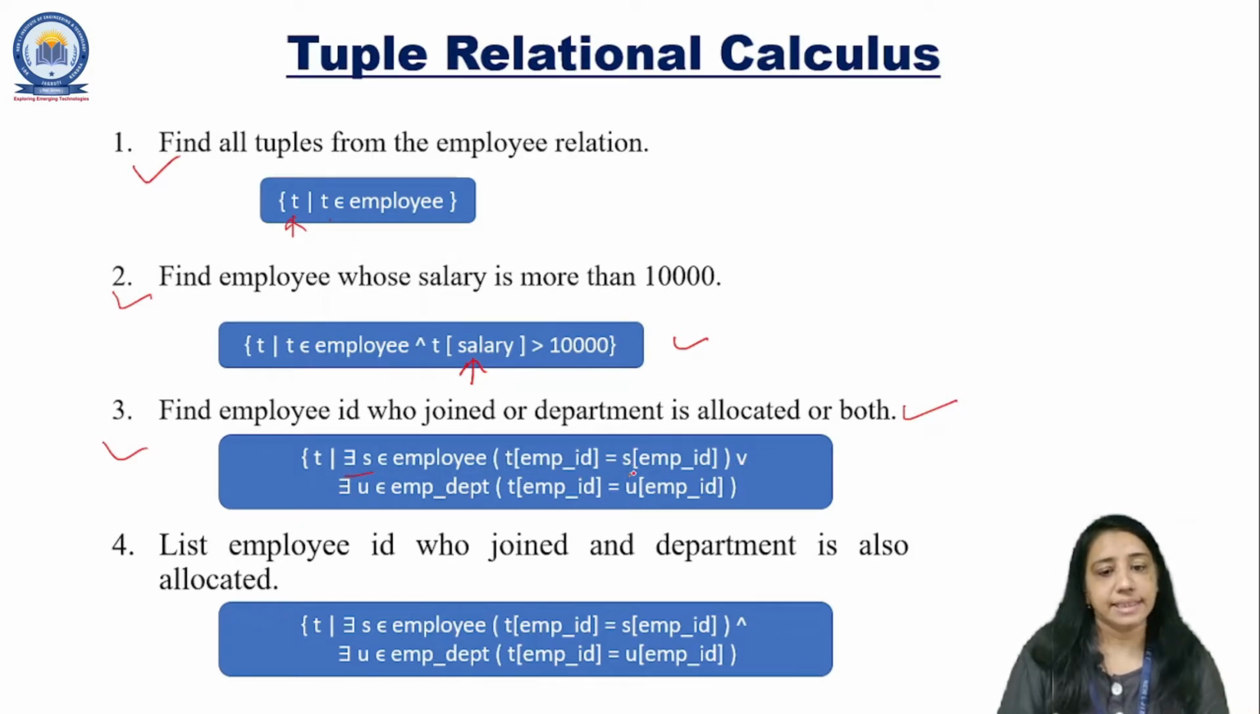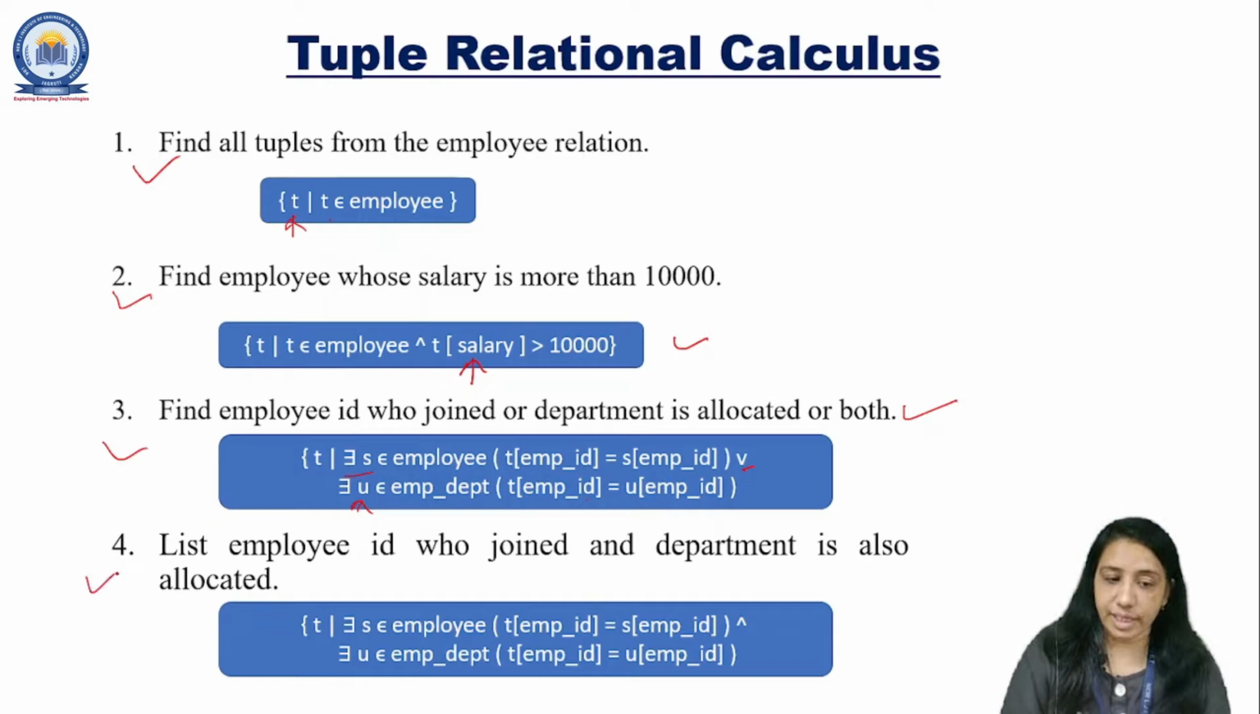T and S are used for tuples, but the condition should be T[EMP ID] = S[EMP ID], right? Or there exists some U, the tuple name, in employee_department, where T[employee ID] = U[employee ID]}. That means we are going to look at two tables for the result: one is employee and the other is employee_department. And from that we are going to list the employees.